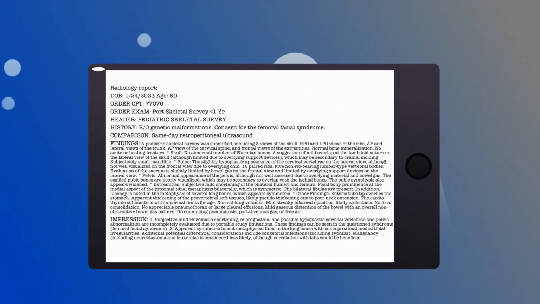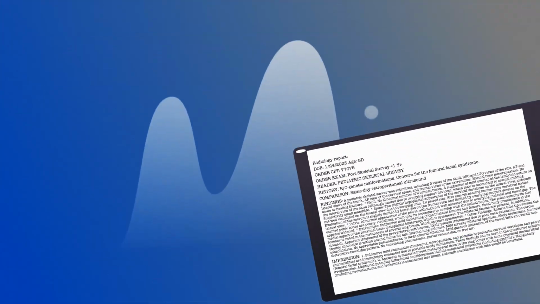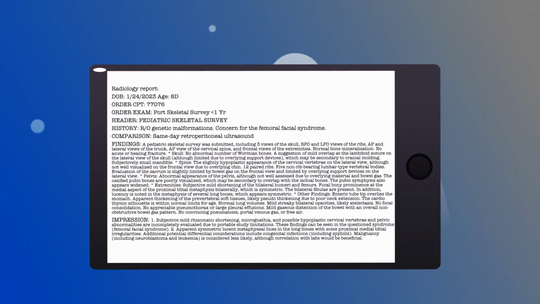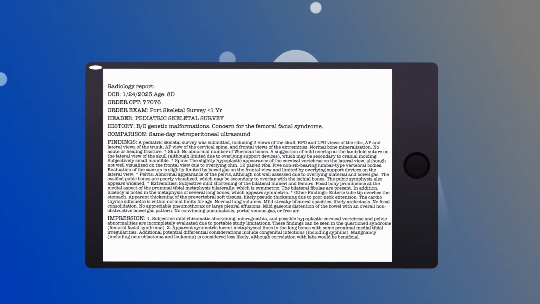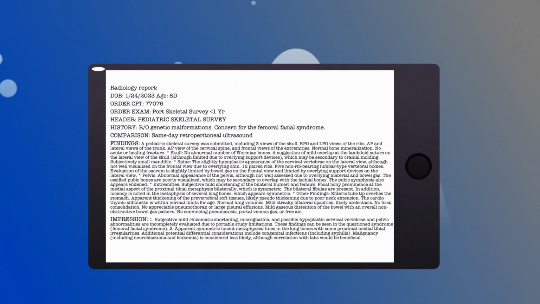Apparent thickening of the prevertebral soft tissues, likely pseudo-thickening due to poor neck extension. The cardiothymic silhouette is within normal limits for age. Normal lung volumes, mild streaky bilateral opacities, likely atelectasis. No focal consolidation. No appreciable pneumothorax or large pleural effusions. Mild gaseous distension of the bowel with an overall non-obstructive bowel gas pattern. No convincing pneumatosis, portal venous gas, or free air.